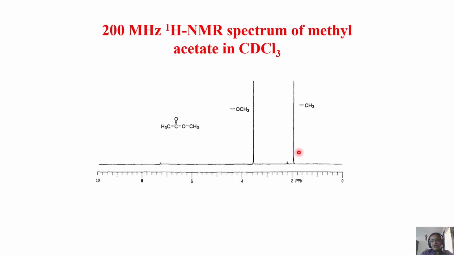Both peaks are present here. There are two peaks. Why? Look at this molecule. There are two different types of CH3 groups. Both are CH3, mind you. This is also CH3. This is also CH3. But this is attached to the C double bond O, this is OCH3. This is only OCH3, methoxy.